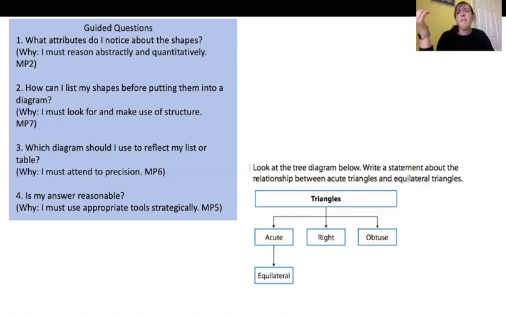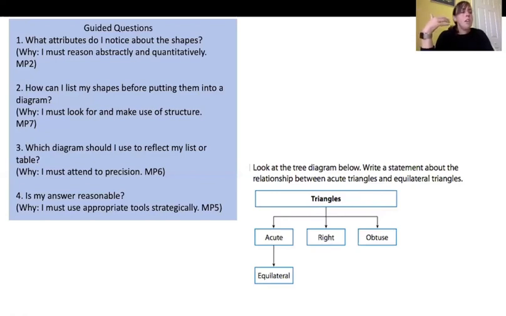So if every single angle has to be 60 degrees in order to be equilateral, I also know that 60 degrees is less than 90 degrees. So if it's less than 90 degrees, it's acute. What that's saying is that equilateral is actually a subcategory of acute triangles, okay?